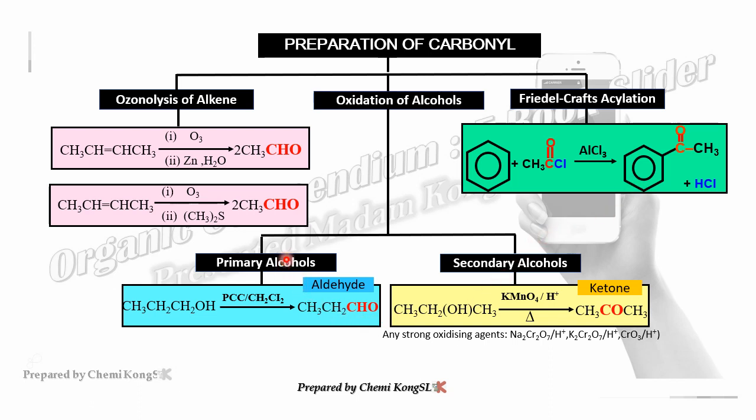from primary alcohol, when reacted with a weak oxidizing agent, PCC, in inert solvent, it will form aldehyde. If from secondary alcohol, when reacted with a strong oxidizing agent, acidified KMnO4, or acidified sodium dichromate, or acidified potassium dichromate, it will form ketone. So these are the preparations of carbonyl compound from alkene, alcohol, or benzene ring.